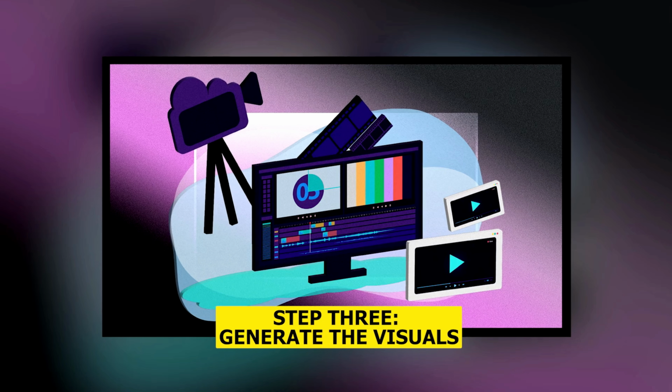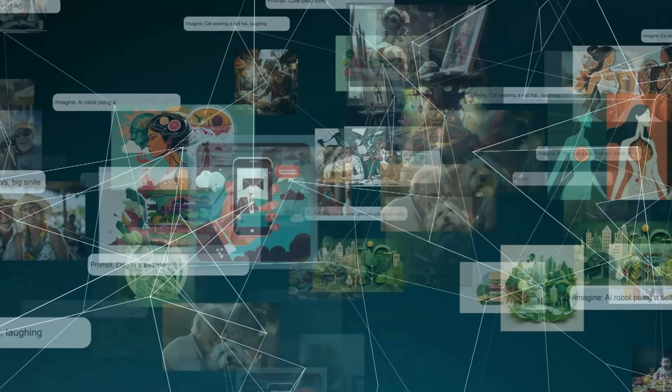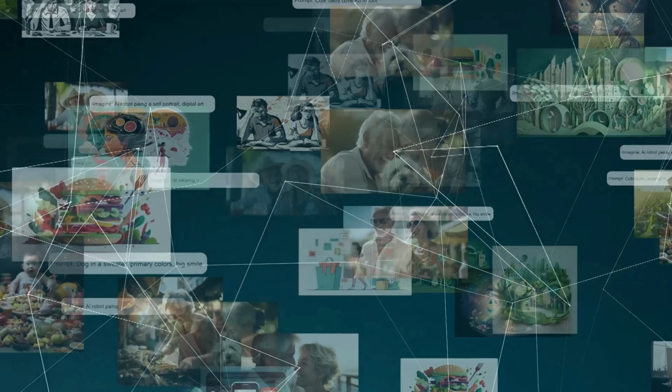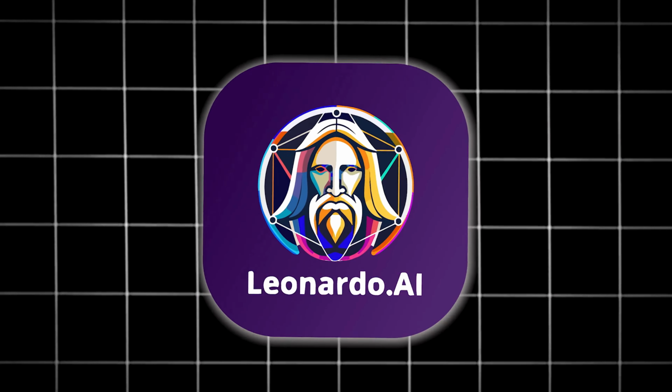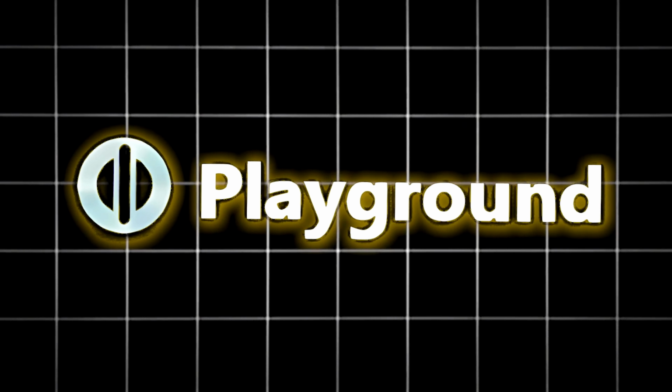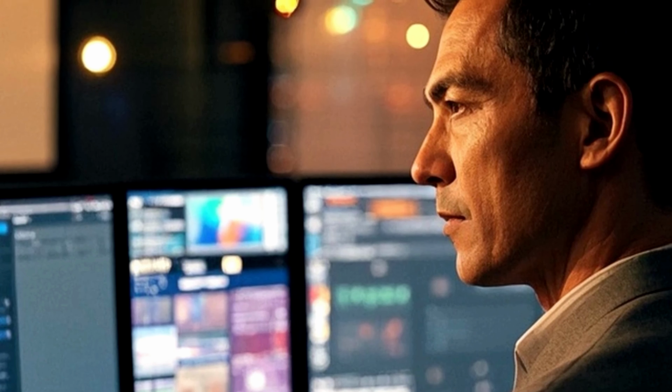That's what keeps people watching. Now we go to step 3. Generate the visuals. You'll need a free AI image generator. MidJourney is great, but if you want free tools, you can also try Leonardo.ai, Playground AI, or Microsoft's Bing Image Creator. Here's how to write killer prompts for MidJourney.